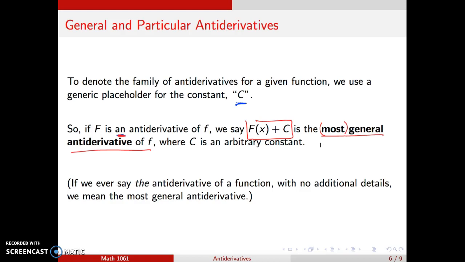And c is an arbitrary constant, or like I said, kind of a generic placeholder for a constant. So in some sense, that's really a set of functions, but all the important information is in the capital F of x part. Even if there's a constant there, it's not the part to worry about. If we say the antiderivative of a function, again, there's not a single one, but what we would typically mean, if we don't have any additional information, is the most general antiderivative, or the general antiderivative.